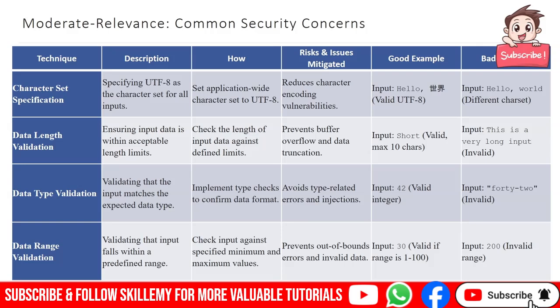Additionally, data length validation plays a crucial role in maintaining data integrity. This technique checks that input data does not exceed or fall short of acceptable length limits. By enforcing strict length constraints, we can prevent buffer overflows, which can be exploited to execute arbitrary code, and ensure that data fits within defined parameters. For instance, an input like short, which is within the maximum limit of 10 characters, is valid, while an overly lengthy input like this is a very long input exceeds that limit and would be flagged as invalid. Implementing length checks is vital for protecting application stability and security.